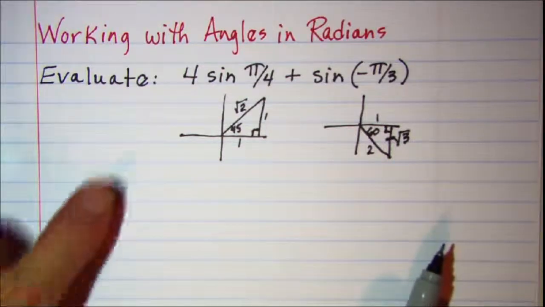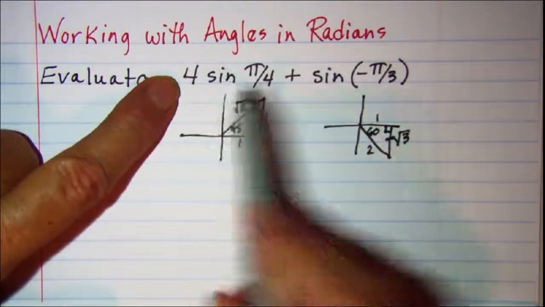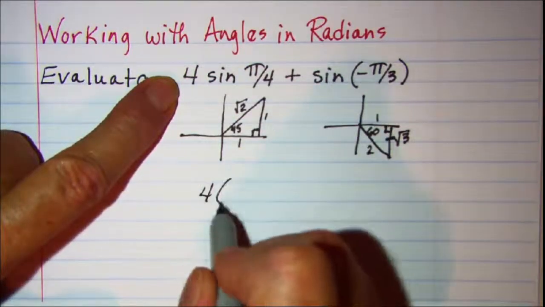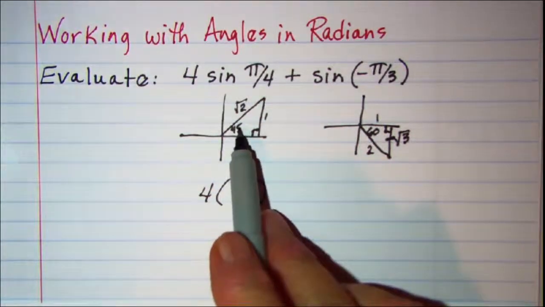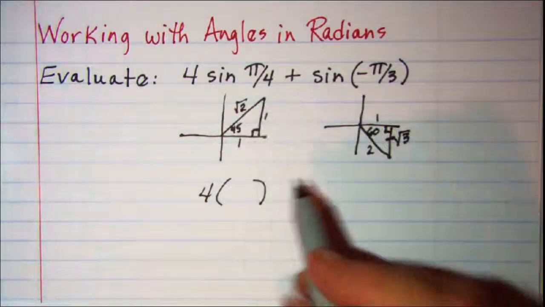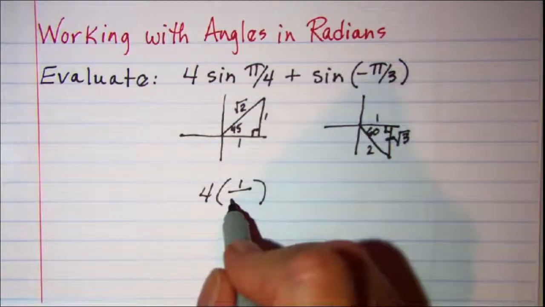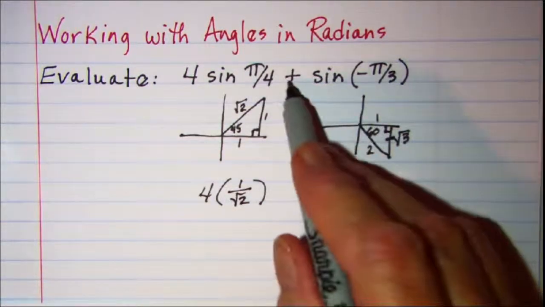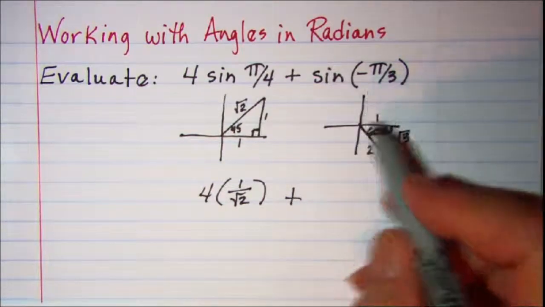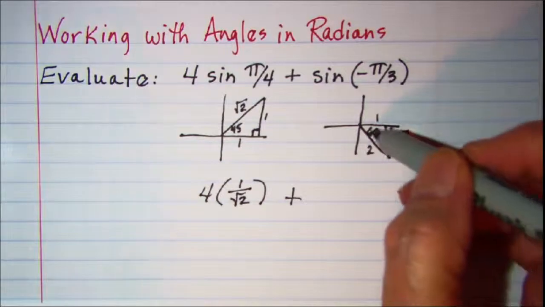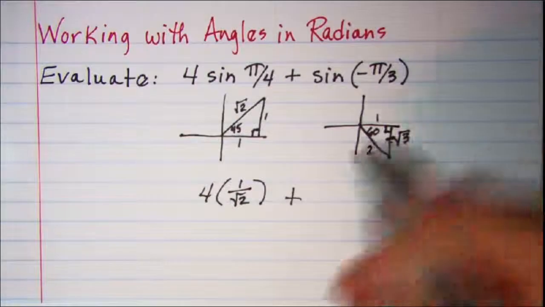Okay, now let's put our ratios into the problem. I have 4 times, and then I need the sine of this angle. The sine is defined as opposite over hypotenuse. So the opposite side is 1, and the hypotenuse is the square root of 2. Plus, and then on this one, we just need the trig ratio. So sine is defined again, opposite over hypotenuse. So we have a negative square root of 3 over 2.